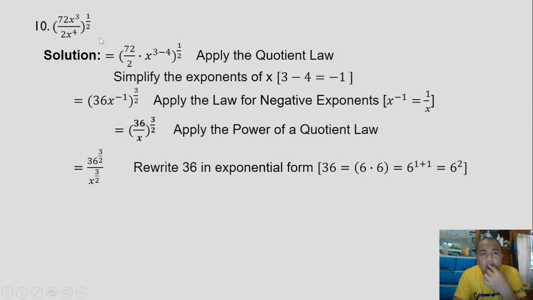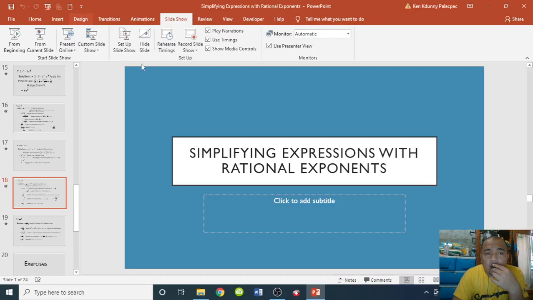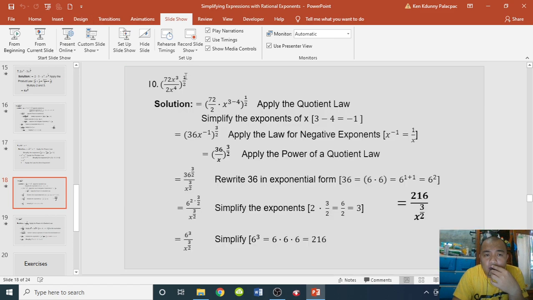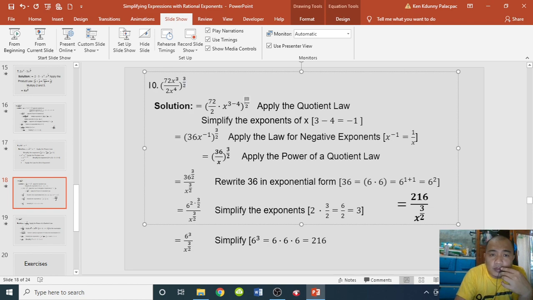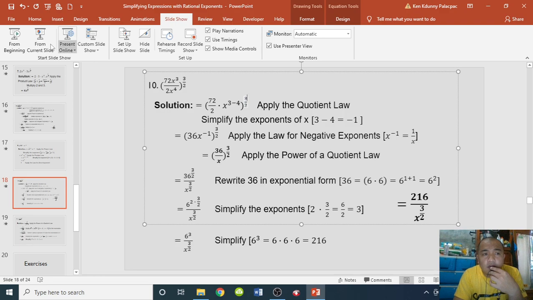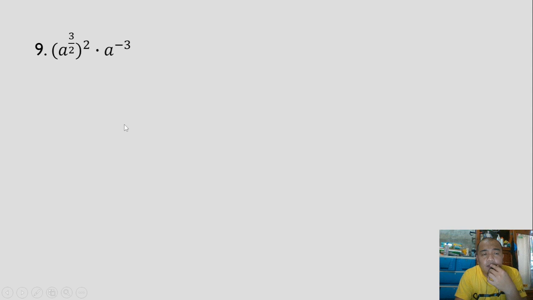3 halves, that's 3 halves, not 1 half like earlier. Is this 3 halves given? Okay, it seems 3 halves is given, so let's change it. This is 3 halves. This is 3 halves. Okay, let's continue.